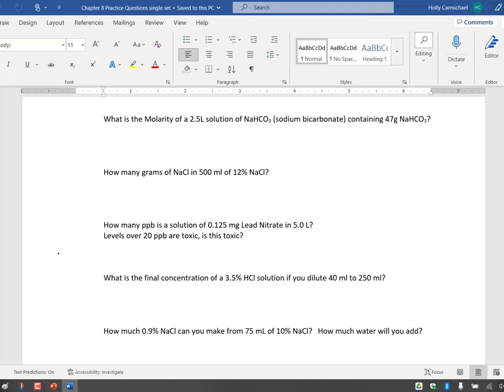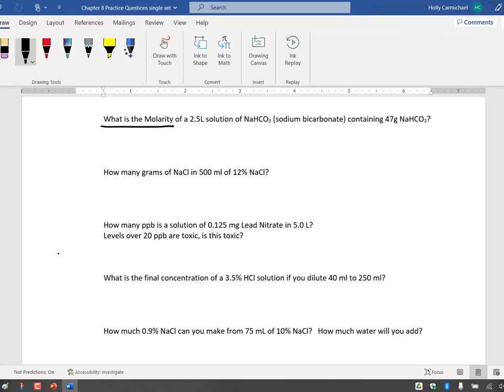What is the molarity of 2.5 liters of a sodium bicarbonate solution, which contains 47 grams of NaHCO3? So remember, I want to know the molarity. I know that molarity is moles per 1 liter because it's a solution, some amount of solute in a volume of liquid. So molarity is moles per liter. I see the 2.5 liters, so I know what my liter unit is going to be on the bottom. I've got to figure out the moles.